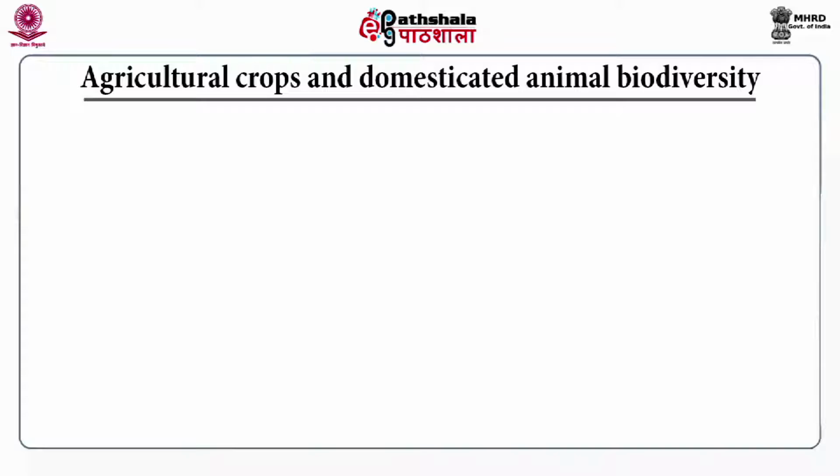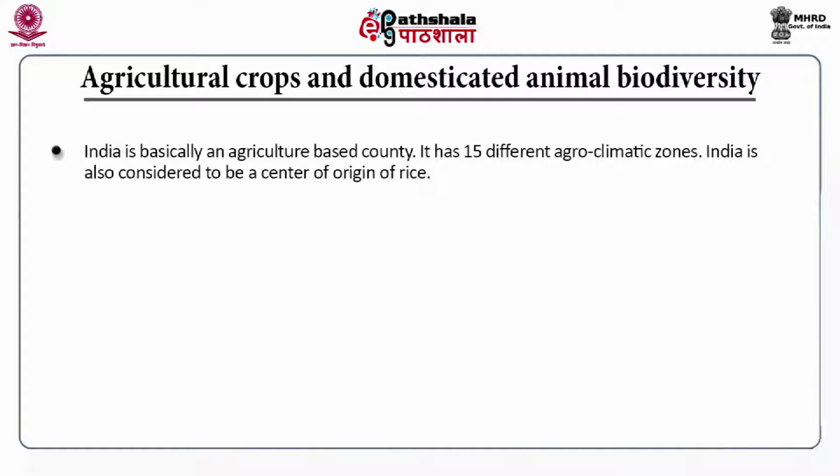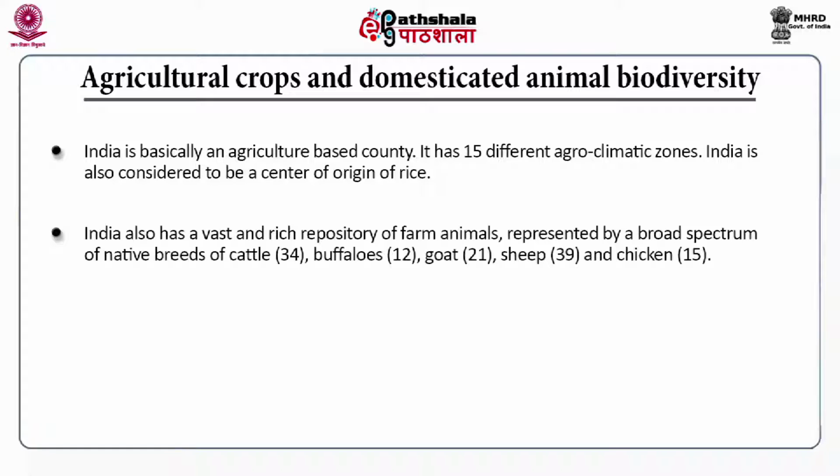India is basically an agricultural based country. It has 15 different agroclimatic zones. India is also considered to be a center of origin of rice. Students, it's a very important point that rice originated in India. India also has a vast and rich repository of farm animals, represented by a broad spectrum of native breeds of cattle, that is 34 in number, buffaloes 12, goat 21, sheep 39, and chicken 15.